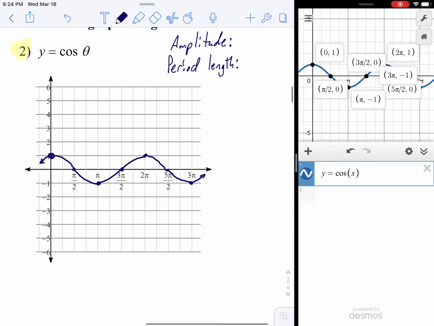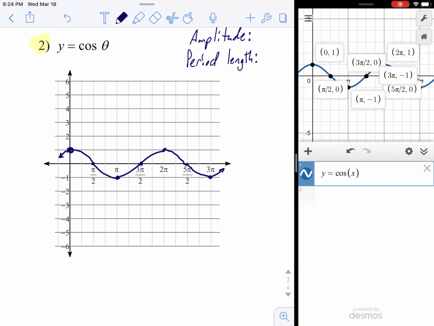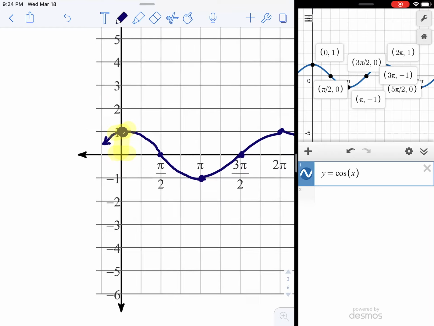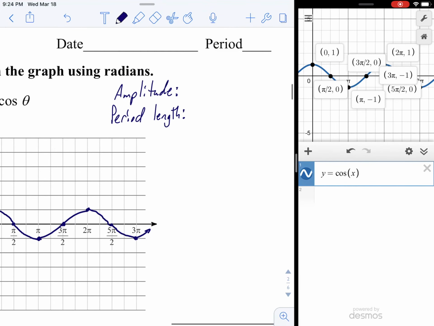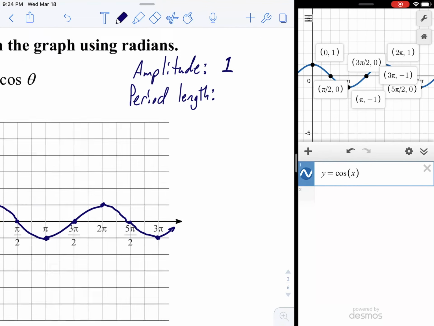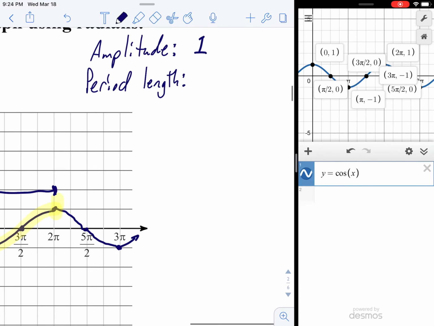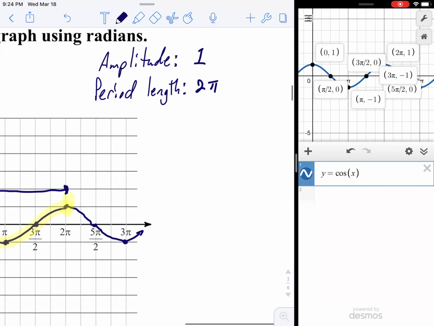The amplitude of cosine, as you can see, is also 1. The distance from top to middle is 1. Again, top to middle is what we call the amplitude. So not top to bottom, top to middle. The amplitude here is 1. The period length, if we start here at this point and travel along this wave, where do we get to the point where it repeats? And the answer, once again, is 2 pi. The distance from end to end of one single wave, again, is 2 pi.